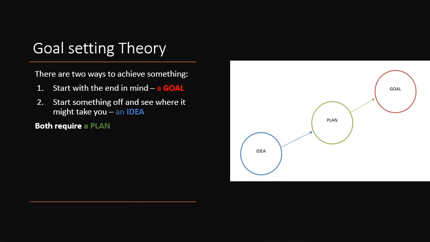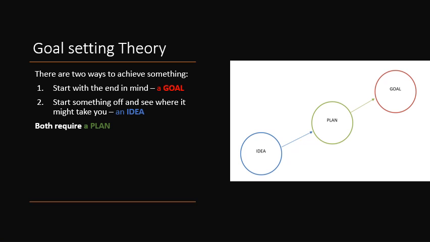Before we have a look at examples of goals and why goal setting is important, let's have a look at goal setting theory. There are two fundamental ways to achieve something. You can start with the end in mind, a goal, in order to achieve a better outcome, or you can start something off and see where it might take you, an idea. Whatever you do, both require a plan in the end.